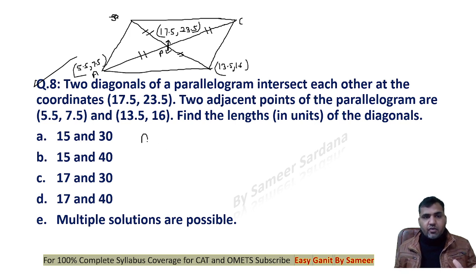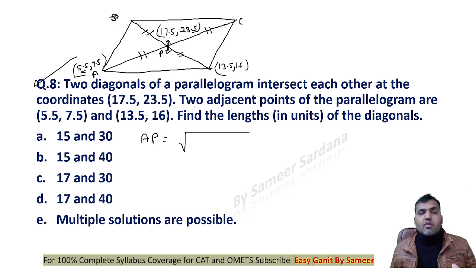So guys, the length of AP you can find by simply applying the distance formula, x2 minus x1 square. 17.5 minus 5.5 will be 12 square. Plus y2 minus y1 square, 23.5 minus 7.5 would be 16 square, right? 12 square plus 16 square is 144 plus 256, right? This would be 400. Square root of 400 is 20. Now that's the length of AP.